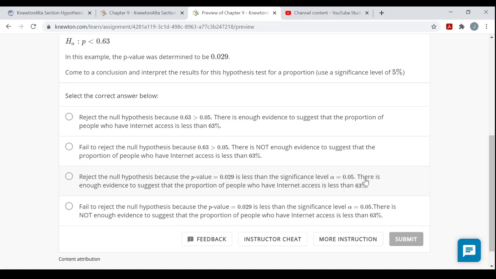And then look at the statement after. There is enough evidence to support the claim. The claim was that the proportion of people who have internet access is less than 63%. And that's what I said a second ago. There is enough evidence to support the claim. So it's this third option here.